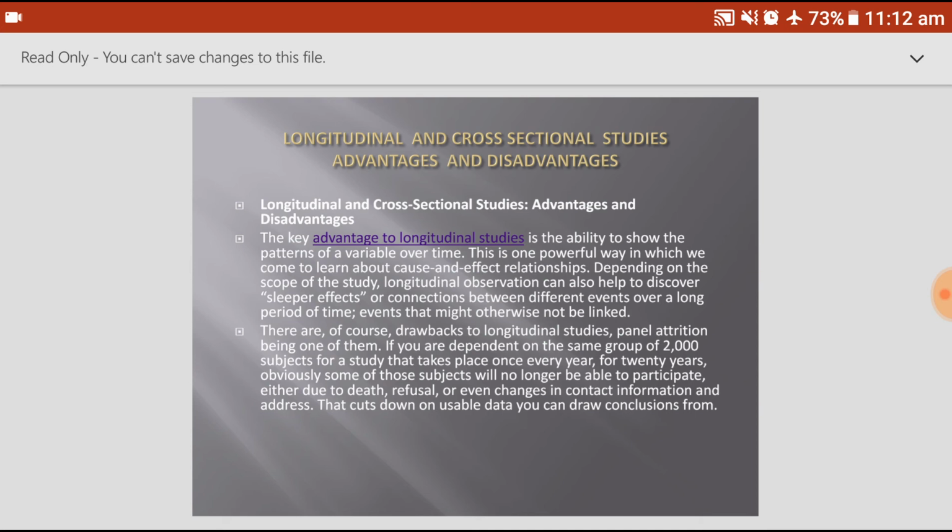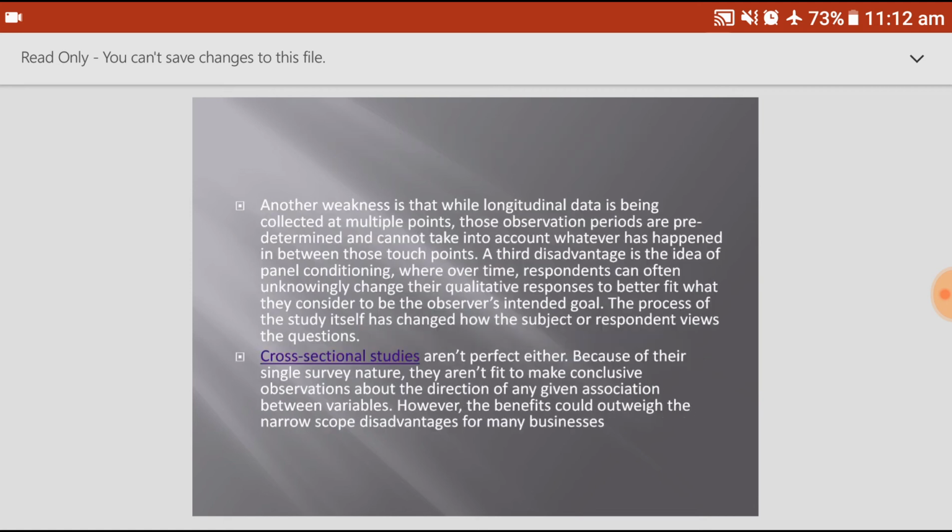There are, of course, drawbacks of longitudinal studies, panel attrition being one of them. If you are dependent on the same group of 2,000 subjects for studies that take place once a year for 20 years, obviously some of those subjects will no longer be able to participate, either due to death, refusal, or even a change in contact information or address. This cuts down on the usable data you can draw conclusions from.